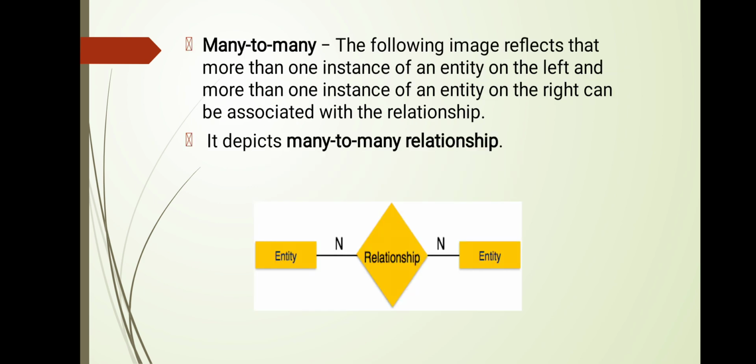And then last one is many to many. It is an n:n relationship. The following image reflects that more than one instance of an entity on the left and more than one instance of an entity on the right can be associated with the relationship, that is n:n relationship.